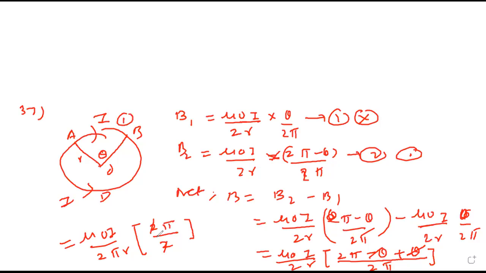At the center of the loop will be how much? So we get mu naught I upon 2 pi R. I took that pi common. Inside we are getting mu naught I upon 2 pi. Magnetic field acting at the center is mu naught I upon 2R, into 2 pi minus theta upon 2 pi. So we get 4 pi R, 4 pi R, 2 pi minus theta upon theta.